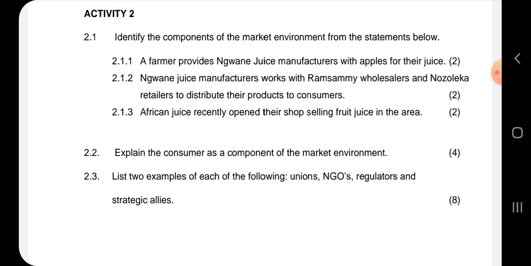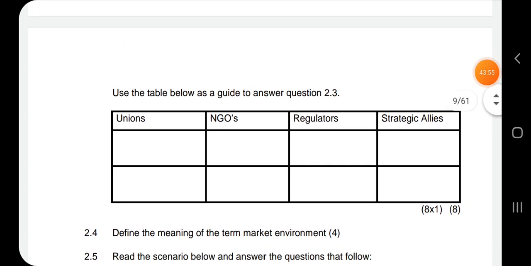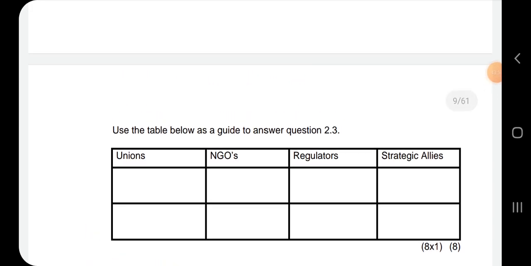And then for NGOs, what can we say NGOs are? It has to be an organization that is started. It's not a government organization, but it's an independent body. I can't think of any right now. So you see, you're going to use the table below as a guide. You're going to use unions. You're going to type 2 types of unions. So it's very important for you guys to know these things.